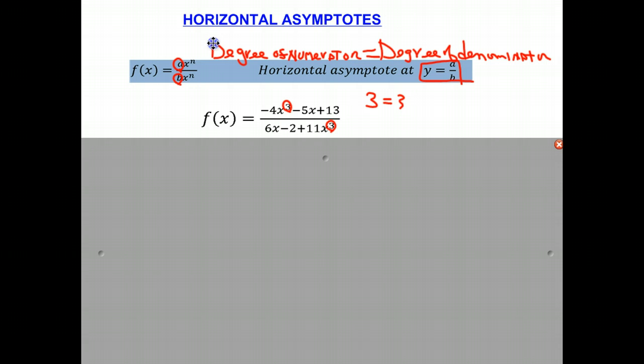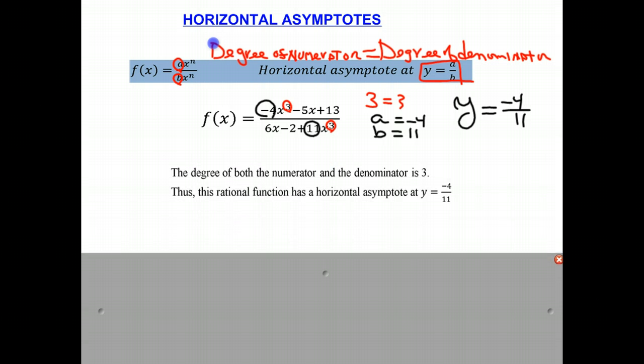Well, what is y equals a over b? Well, a is the coefficient of the leading term, which is -4. So a is equal to -4. And b is the coefficient of the largest term in the denominator, which is 11. Therefore, there's got to be a horizontal asymptote at -4 over 11. To summarize that, the degree of both the numerator and denominator is 3, as we just said. Therefore, this rational function has a horizontal asymptote at y equals -4 over 11.